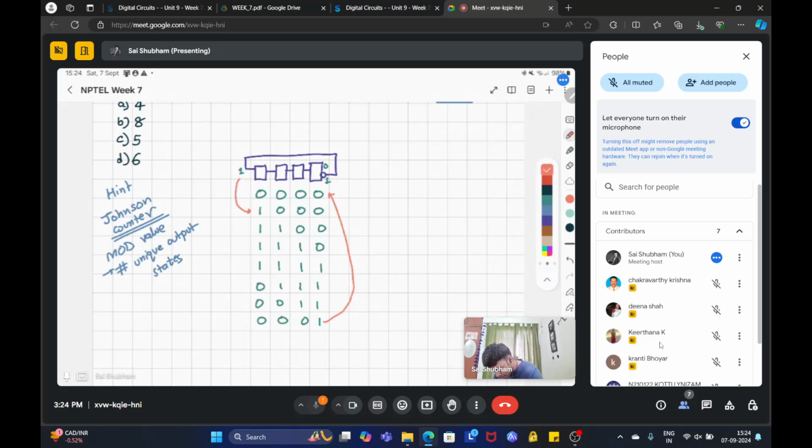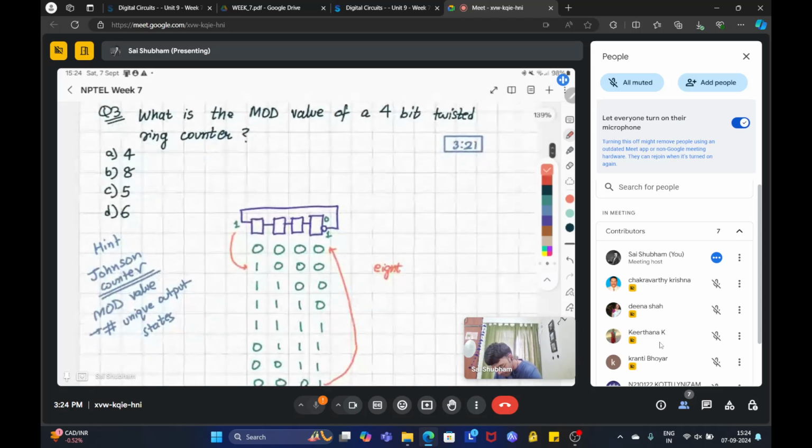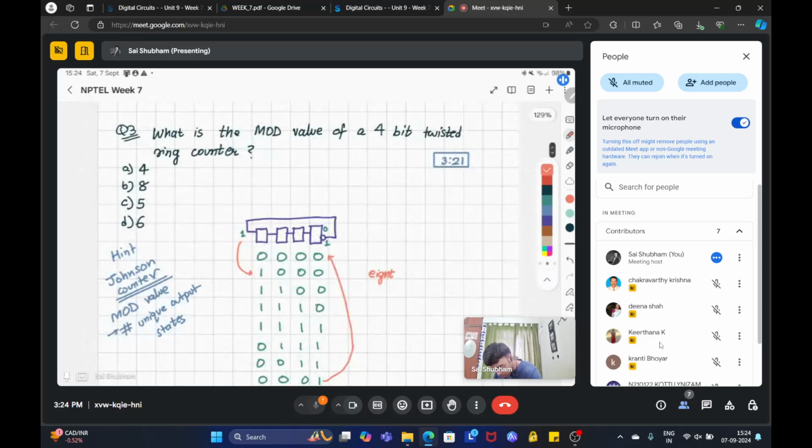So the number of independent output states is 8. Okay, so the mod value of the 4-bit twisted ring counter, so 4-bit twisted ring counter is basically equal to 4-bit Johnson counter. Okay, so the mod value is 8. Okay, so option B.